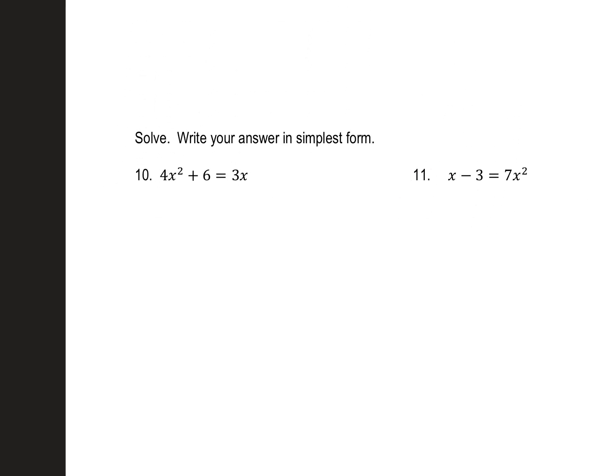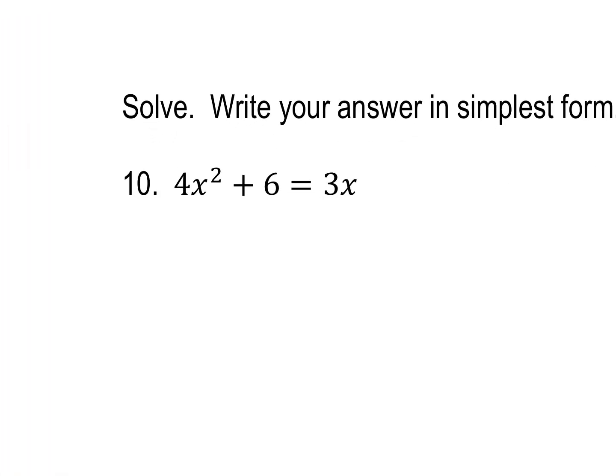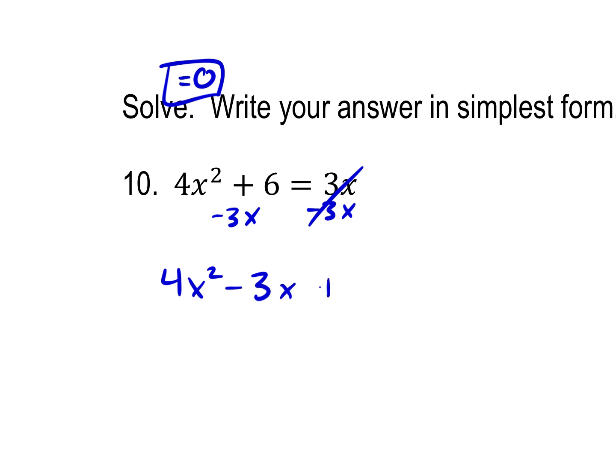All right, number 10. So here we want to solve, write your answer in simplest form. If you can solve by factoring, solve by factoring. If not, we have to use the quadratic formula. So what would I need to do first here? Subtract 3x. And make sure you put it in standard form when you subtract the 3x over. Remember, when solving, we want it to be equal to 0 if we're going to try to factor. So we have 4x squared minus 3x plus 6 equals 0.